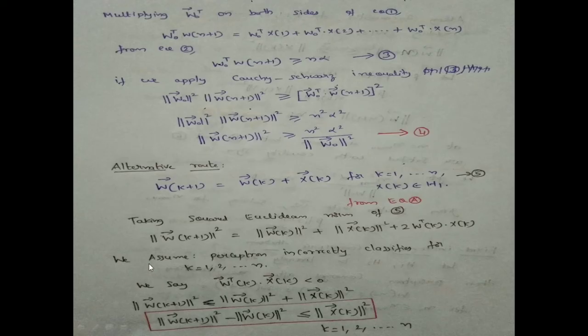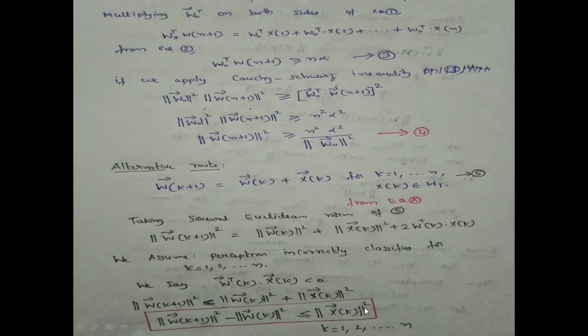Our assumption is that the perceptron incorrectly classifies for k equal to 1, 2, and so on up to n. Because the perceptron incorrectly classifies, we can say that W transpose k into x of k is less than 0. That is the reason we have written W transpose k into x of k is less than 0. As W transpose k into x of k is less than 0, the relationship between the norm of W of k plus 1 squared and the right-hand side can be given as follows: the norm of W of k plus 1 squared minus the norm of W of k squared is less than or equal to the norm of x of k squared.